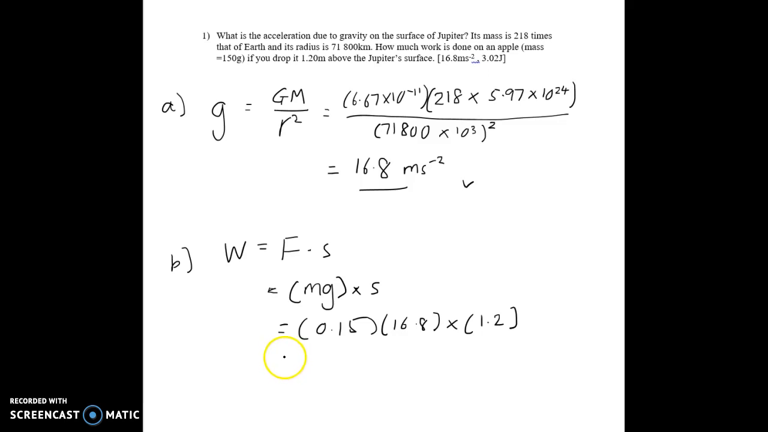Alright. And the work done by the gravity here, do the mathematics, is 3.02 joule. Alright, and in this case, I'm using 3 significant figures, and you should practice using 3 significant figures. So these will be the two answers for this gravity question. Thank you.